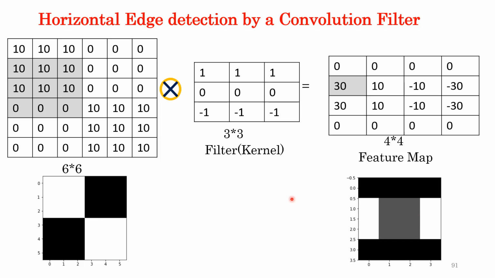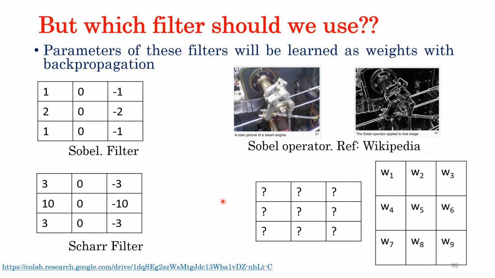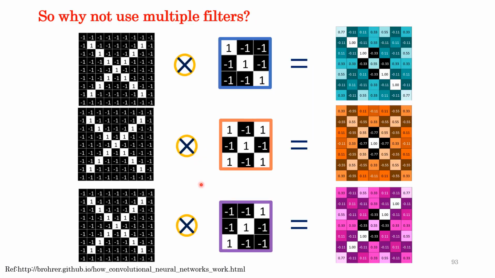Okay, so every single feature, every single kernel, can produce some new features. But which filter should we use? The parameters of this filter will be learned as weights with backpropagation. So we really don't know the best types of filters in this case. So this is a Sobel operator. You see, the Sobel is one of the strongest operators that we can use.